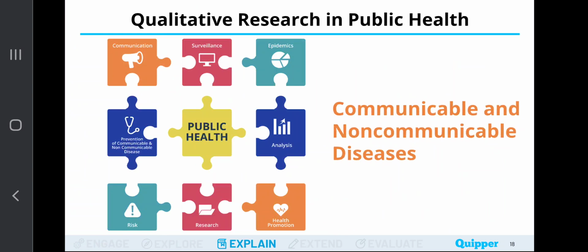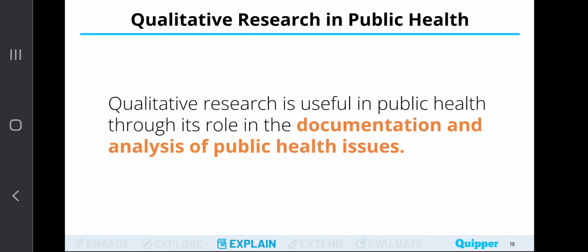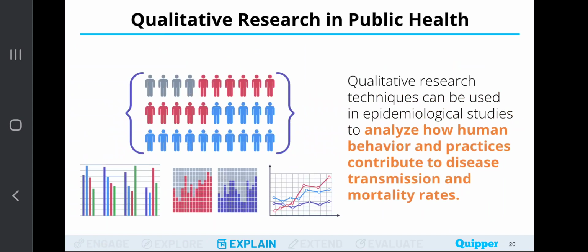Qualitative research in public health is also a very important component in order for us to understand especially communicable and non-communicable diseases. Qualitative research is useful in public health through its role in the documentation and analysis of public health issues. Qualitative research techniques can be used in epidemiologic studies to analyze how human behavior and practices contribute to disease transmission and mortality rates, something that is commonly practiced during these times of the pandemic.